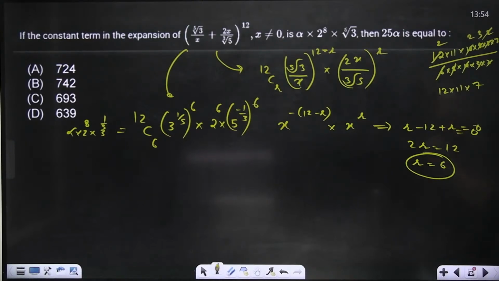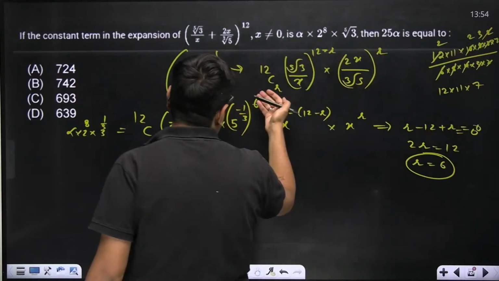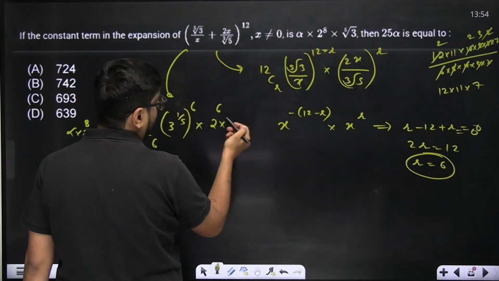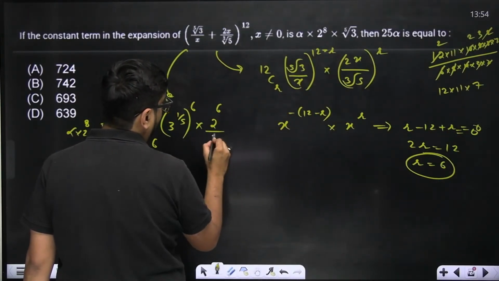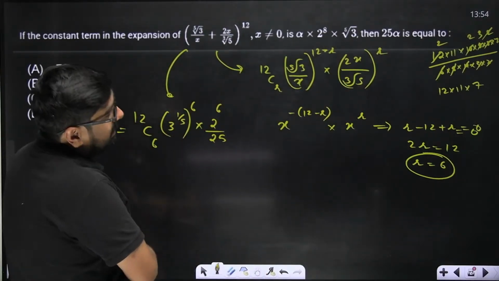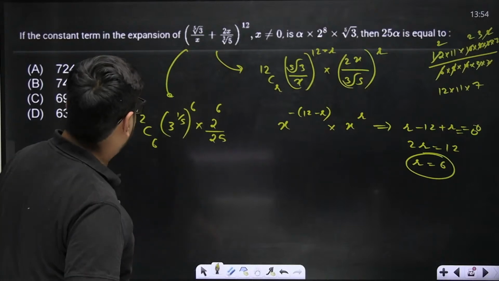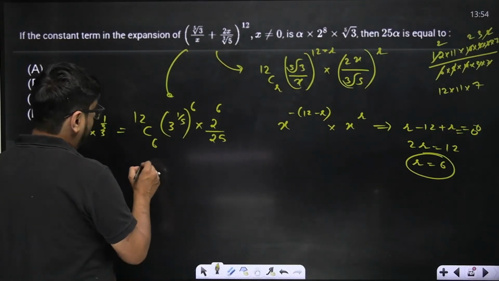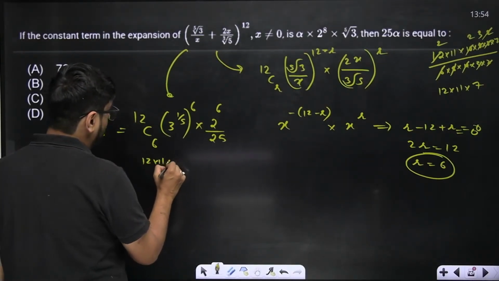Then 2 to the power 6 divided by 3 to the power 5. This will become what? This is your 1 by 25. Over here we have 25. And this is coming as 12 into 11 into 7 divided by 25.